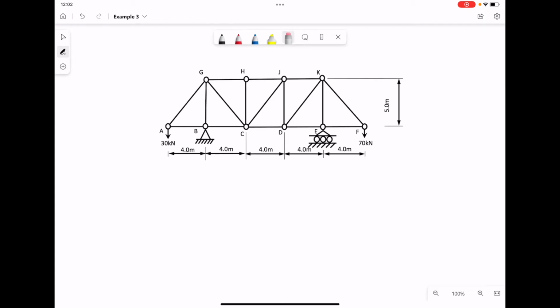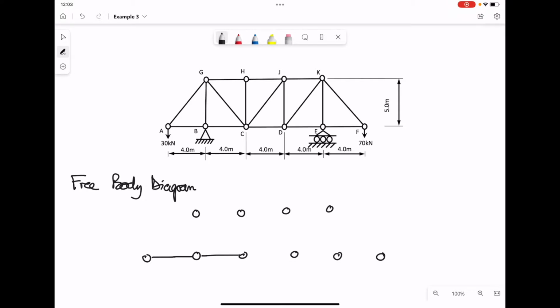First, we're going to start by drawing our free body diagram. Here we're going to draw the structure again, the joints and the members. Drawing all the joints, draw in all the members. Remember, it's only a sketch.